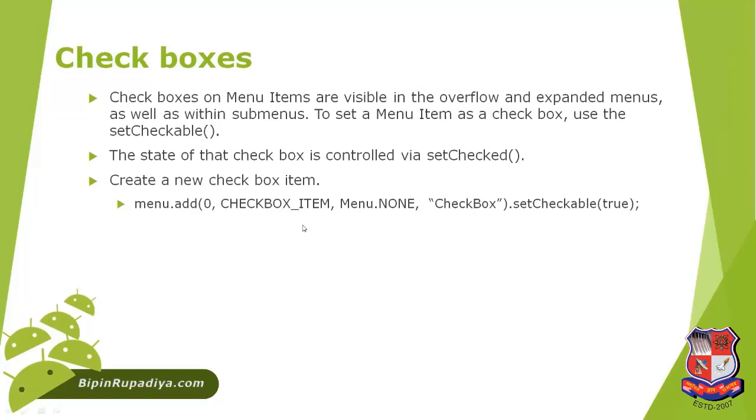So that's a constant we are passing. Menu dot none, so that is what we do not want to arrange it in any particular order. Whatever statement you have written in a natural order, that should be displayed. So menu dot none means we do not want to specify any specific order.